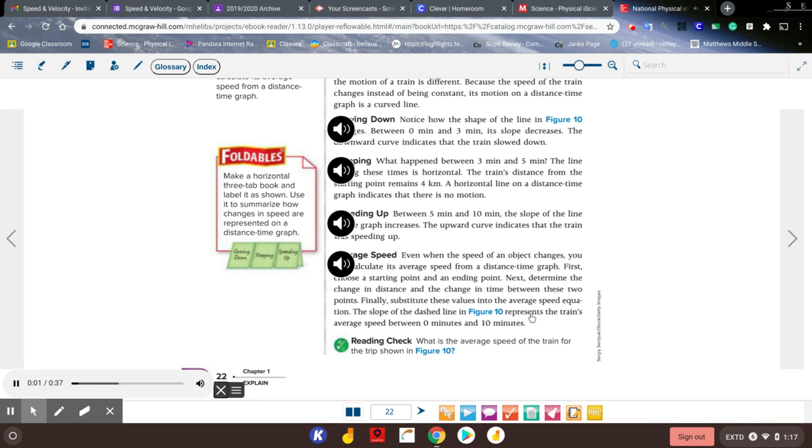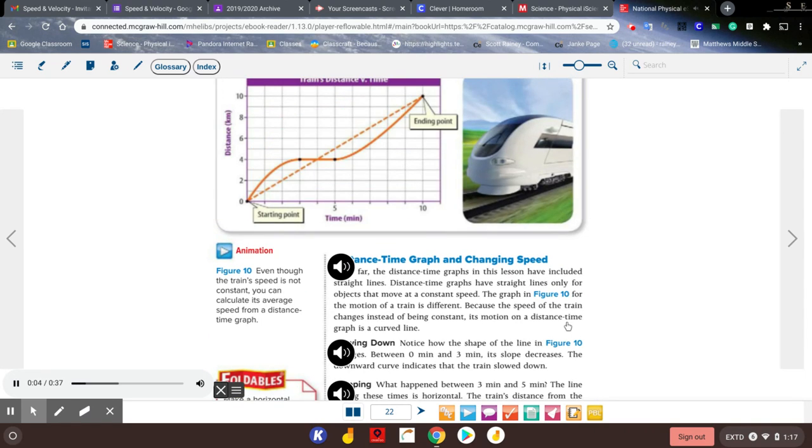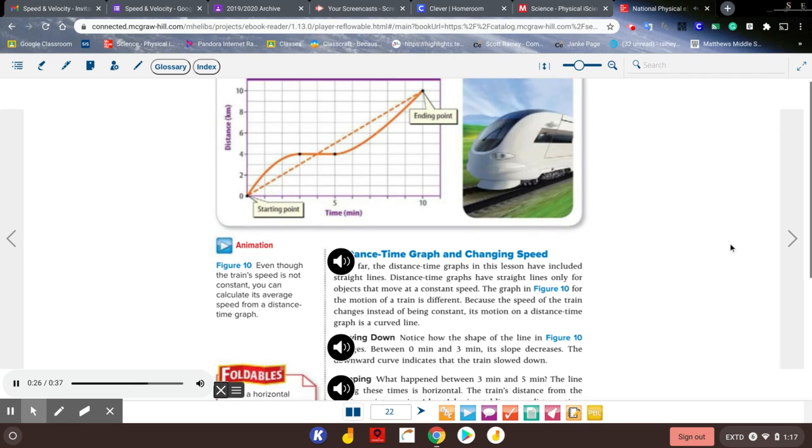Average speed. Even when the speed of an object changes, you can calculate its average speed from a distance time graph. First, choose a starting point and an ending point. Next, determine the change in distance and the change in time between these 2 points. Finally, substitute these values into the average speed equation. The slope of the dashed line in Figure 10 represents the train's average speed between 0 minutes and 10 minutes. Reading check. What is the average speed of the train for the trip shown in Figure 10?